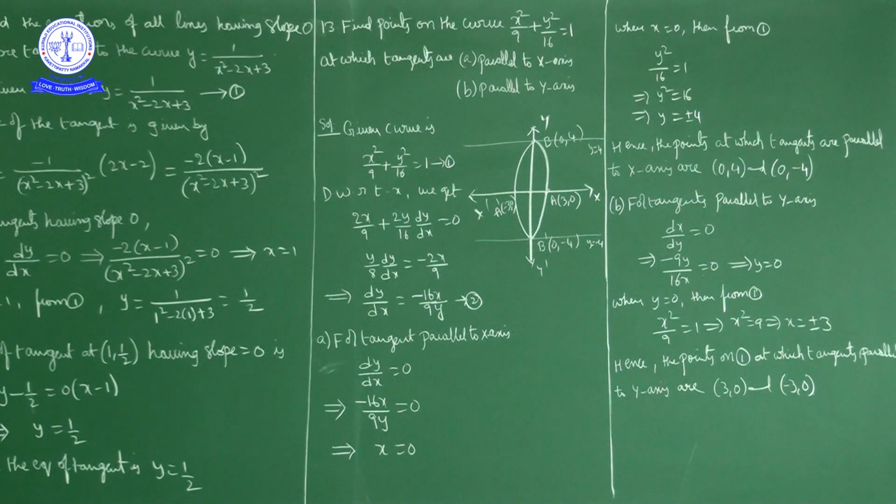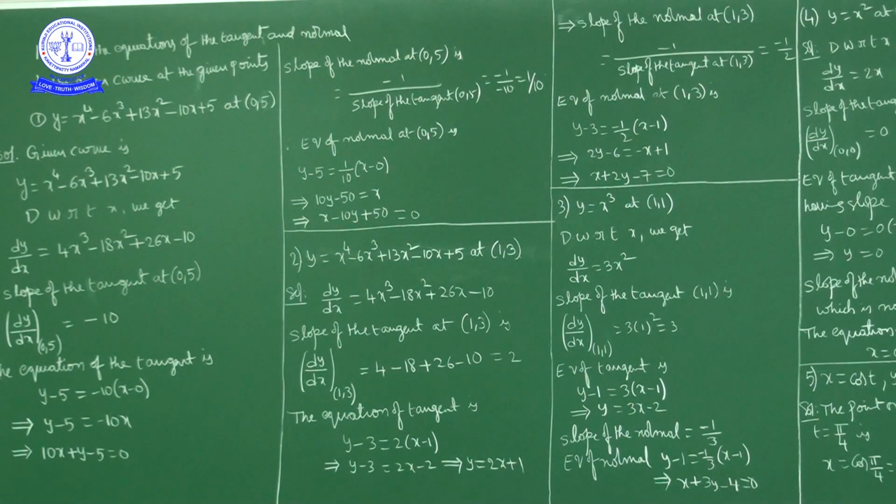By substituting y equal to 0 in the given curve, we got x is equal to plus or minus 3. So you can draw tangents parallel to the y axis at the points (3, 0) and (-3, 0). Okay, next. The next question, question number 14.